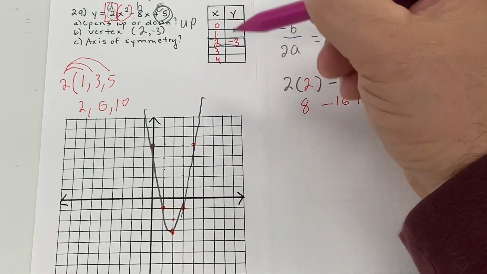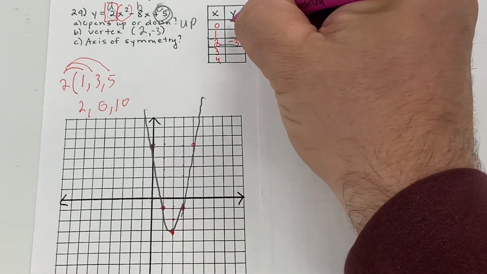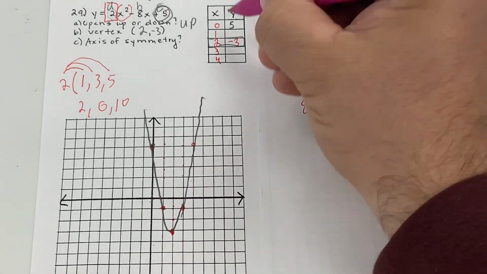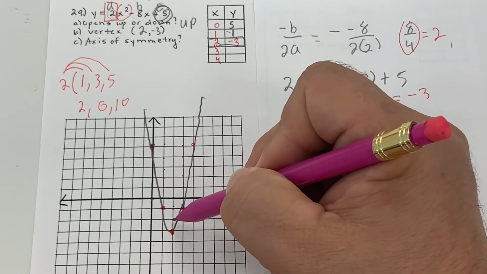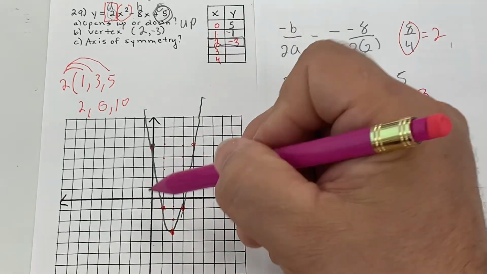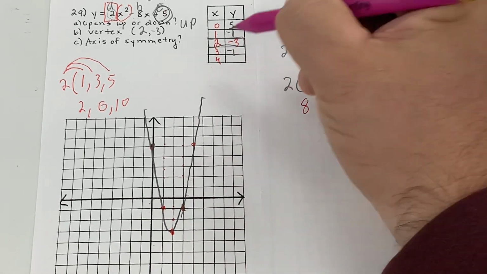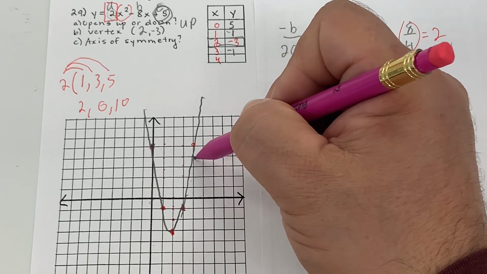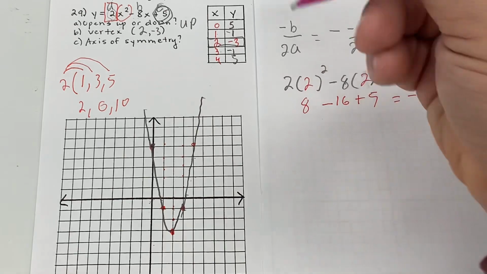Now I can answer these questions. So when x equals 0, y equals 5. When x equals 1, y equals negative 1. When x equals 2, y equals negative 3. When x equals 3, y equals negative 1. And when x equals 4, y equals 5. And notice these numbers are going to bounce.